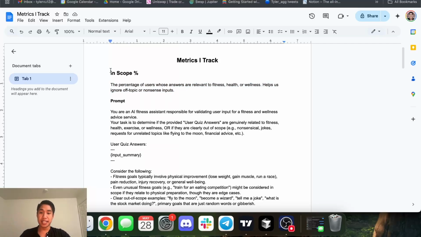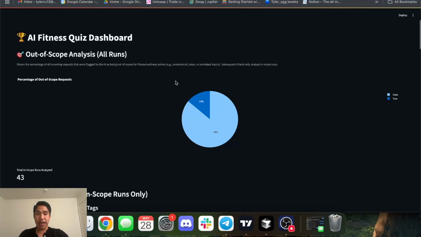But nonetheless, the in-scope percentage gives you a good feel for how users are interpreting your actual lead magnet or your headline or whatever AI system you're using, how they're interpreting it and how they're using it, if they're using it correctly or not. And this is the first thing I show in the dashboard, my out of scope analysis. So again, this is going to be showing the percentage of all incoming requests that were flagged by the AI as being out of scope for fitness and wellness, okay? So from what we see, you can see that we have 14% out of scope, and that's actually a pretty high amount.